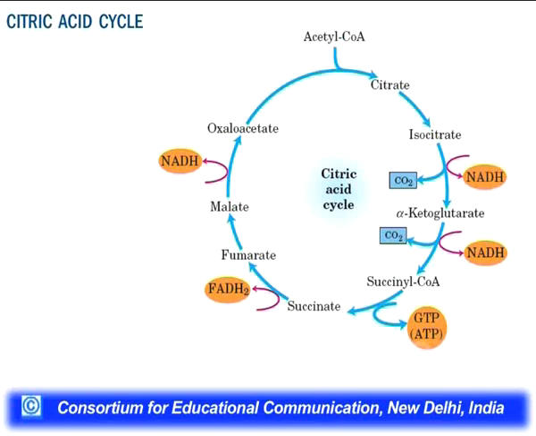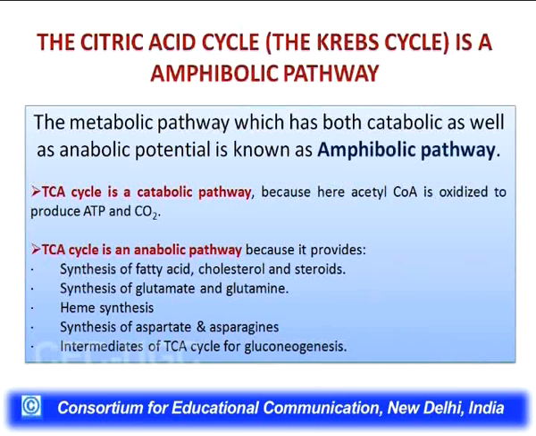So, we can see that a glucose molecule which first gets converted with the help of glycolysis into pyruvate, then from pyruvate it goes to form acetyl-CoA, and from acetyl-CoA the complete oxidation takes place by the citric acid cycle, where carbon dioxide is released with the release of energy which is stored in the form of NADH, GTP and FADH2. Now, this citric acid cycle is many a times called the amphibolic pathway. So, what exactly is an amphibolic pathway?